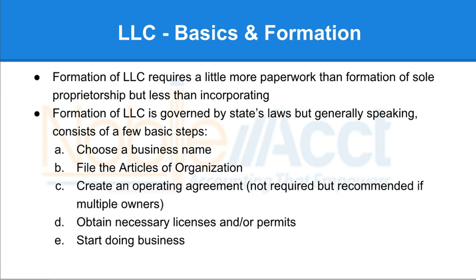The fourth step is to obtain necessary licenses or permits. This depends on the nature of the business that you're in. You may be required to obtain a license in the state that you try to operate your business in, but it's not always the case. So do a little research in the state and see if you're required to obtain a license, and if so, obtain the necessary license. And the fifth and final step is just to start doing your business. So those are the basic few steps that you have to follow. Different states have different requirements, but usually they're along the same lines.